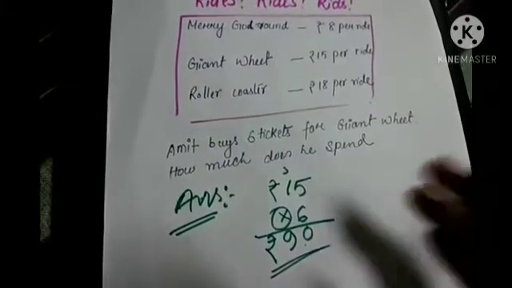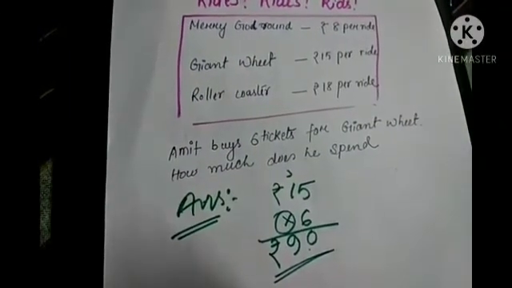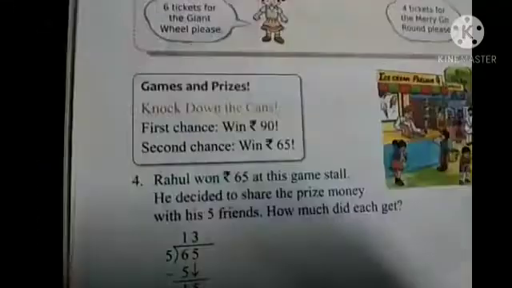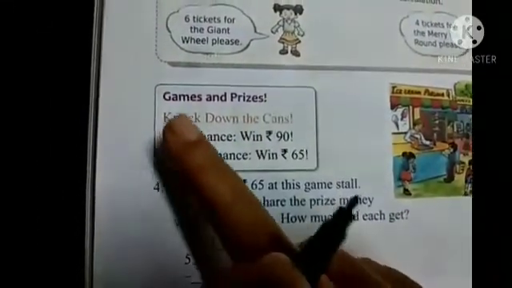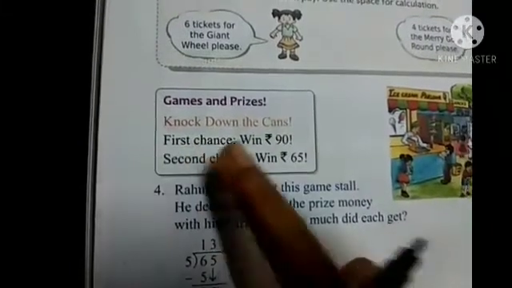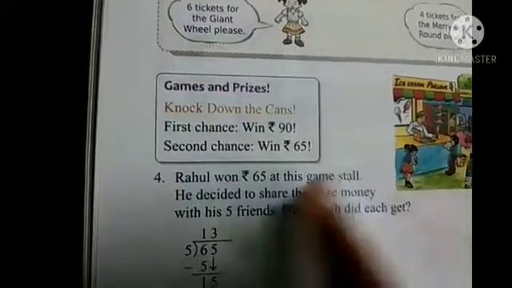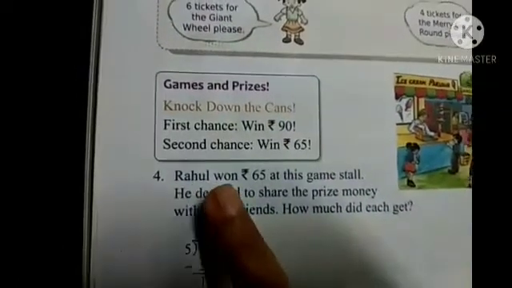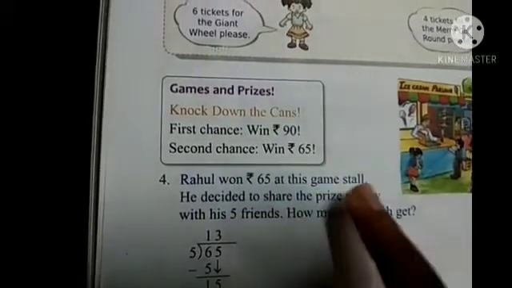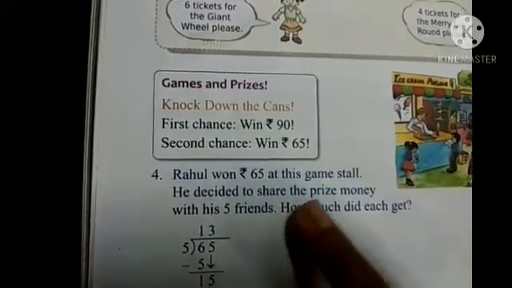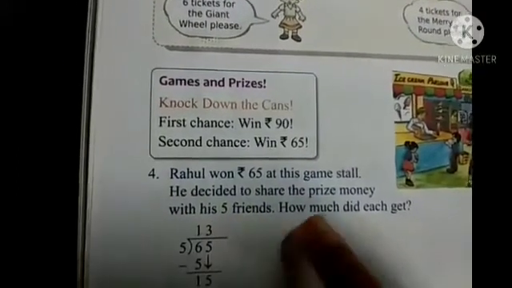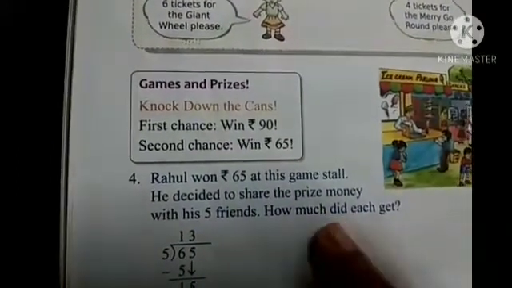Okay. So in your book, you see page number 184. Here one more chart is given. Games and prizes. So you see, knock down the cans. First chance win rupees 90 and second chance win rupees 65. So the question is, Rahul won 65 at this game stall. He decided to share the prize money with his 5 friends. How much did each get?